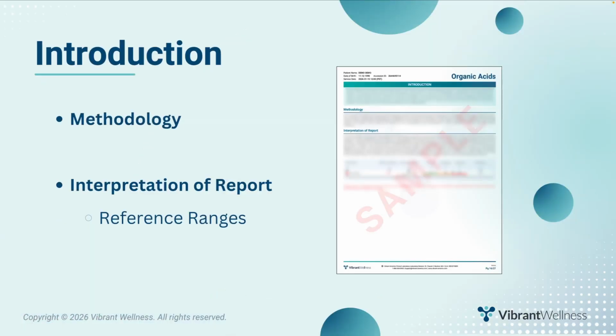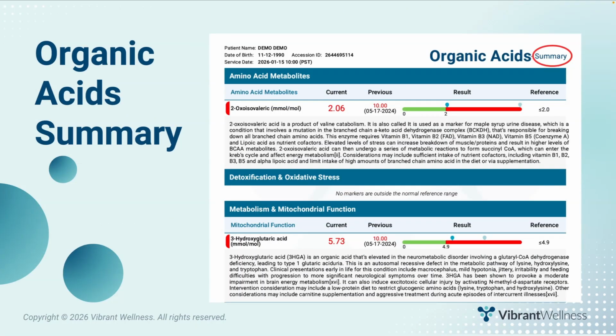The Organic Acids panel begins with an introduction page where you can find the methodology and interpretation of report. The Organic Acid summary appears next and shows the elevated and moderately elevated results for each section of the test, along with comments for each out-of-range marker.